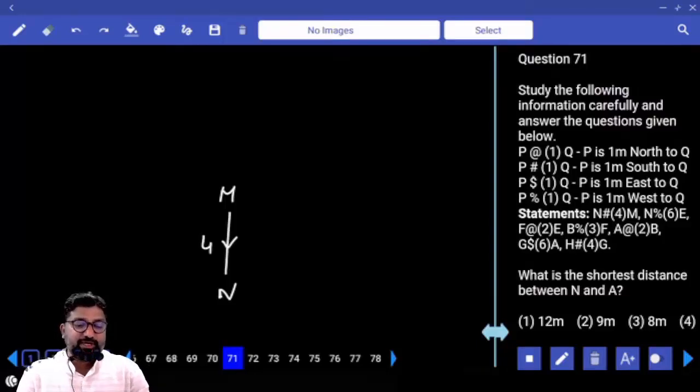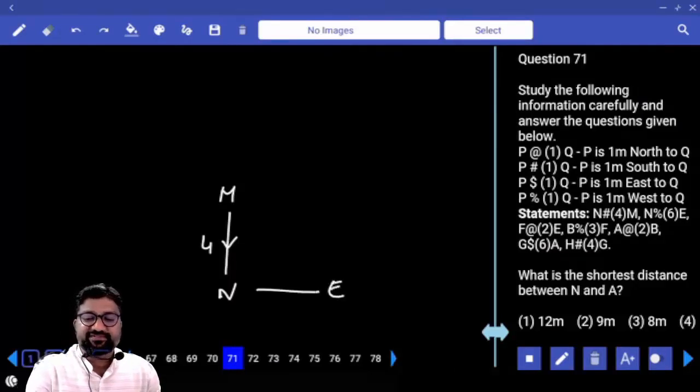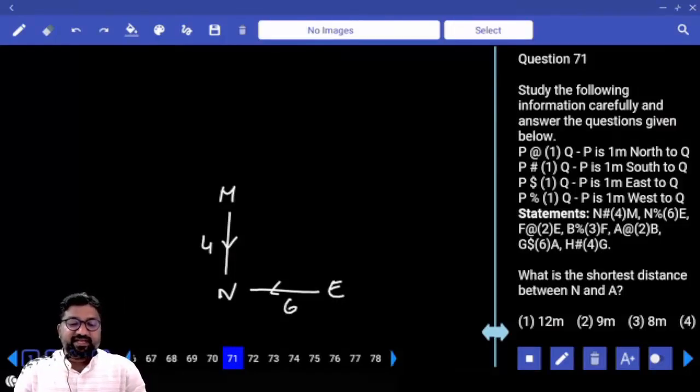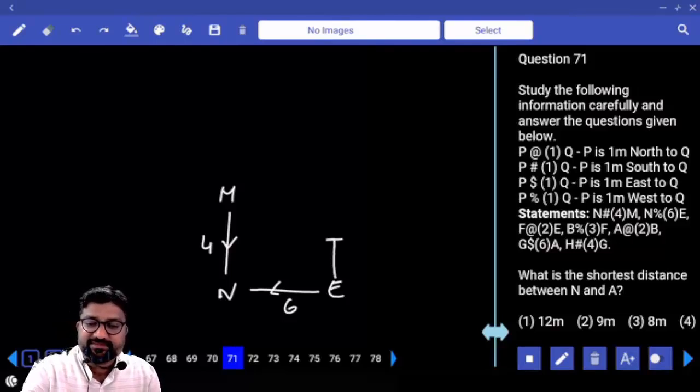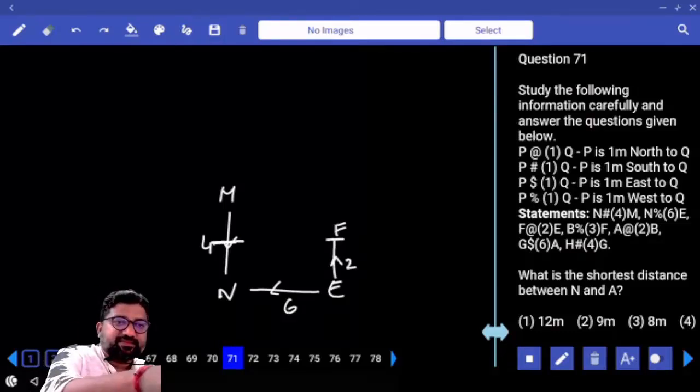N percentile E, come on. N is to the west of E. West of E, left hand side. What is the distance? 6. F@E. F is to the north of E. How many meters? 2 meters. So we have to stop in the middle. If we mark here, what does the line become? 2 and 2, right? Yes or no?